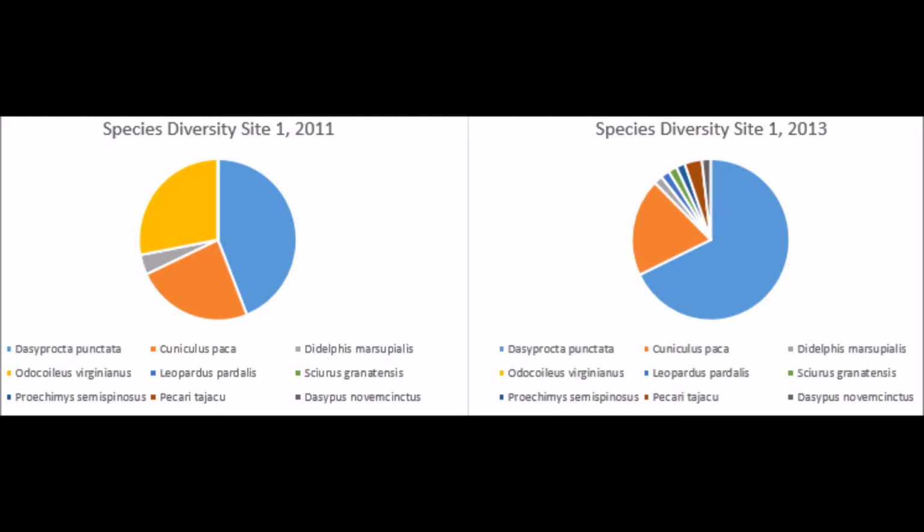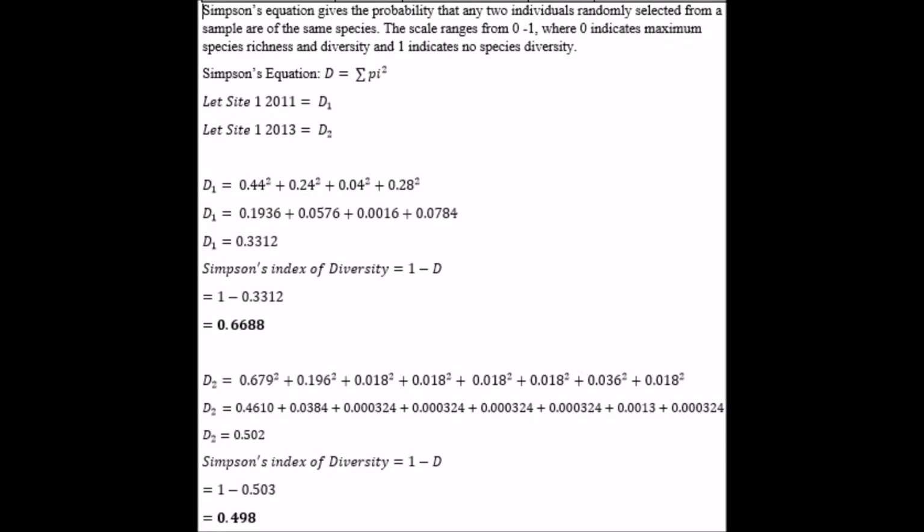The next analysis I did was a Simpson's index, which is a measure of species diversity and relative abundance. Once I calculated this value, I most importantly wanted to calculate the Simpson's index of diversity, which is 1 minus D. Here, the greater the number, the greater the diversity. Thus, Site 1 in 2011 had more diversity than Site 1 in 2013, as it had a value of 0.67.